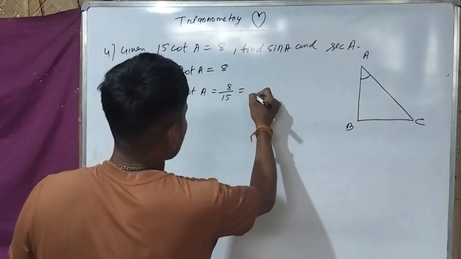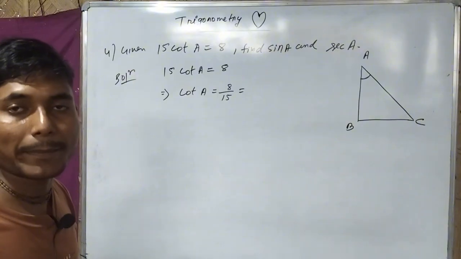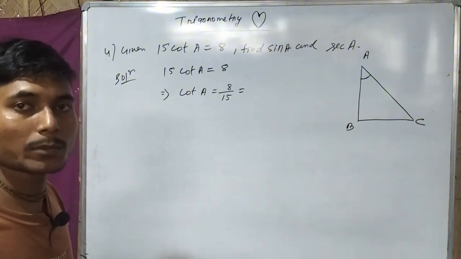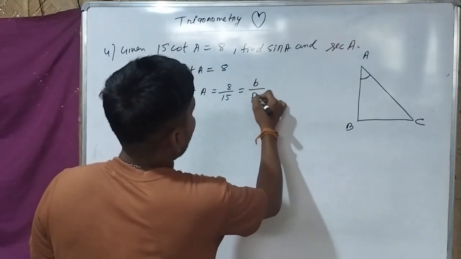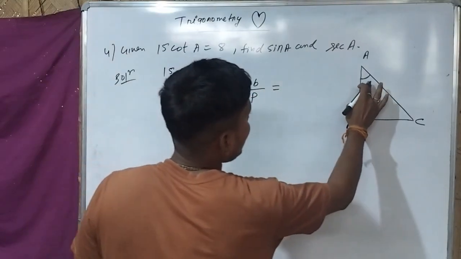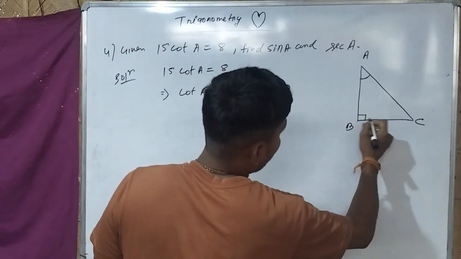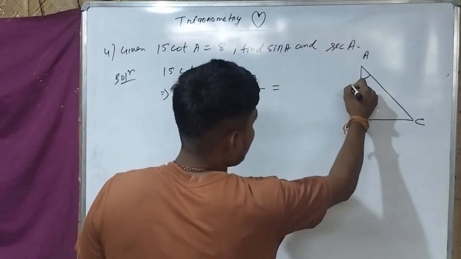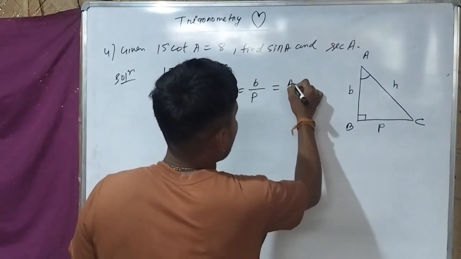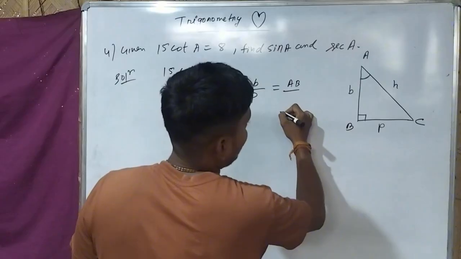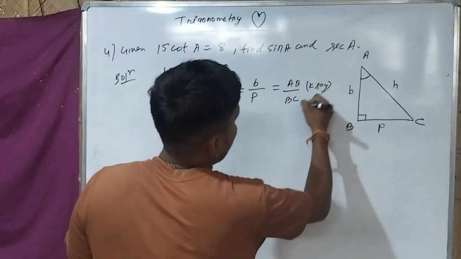Reciprocal of tan theta, yes or no? Tan formula is perpendicular by base. Then reciprocal of tan means base by perpendicular. So with respect to A, what is your base? AB is the base, this is the perpendicular, and this is the hypotenuse. So base is AB, and perpendicular is BC.